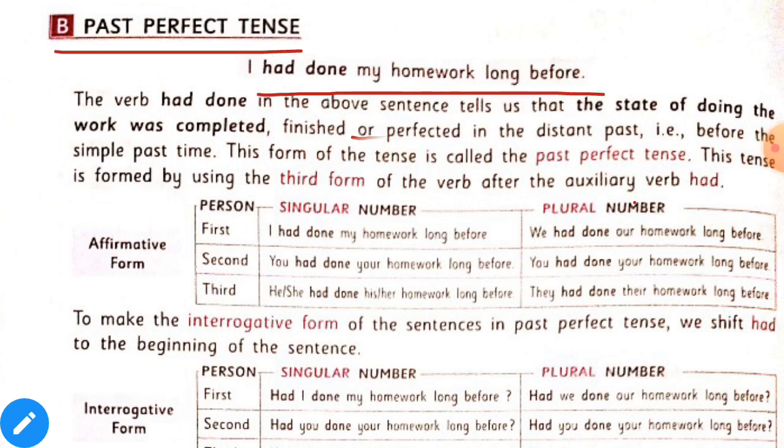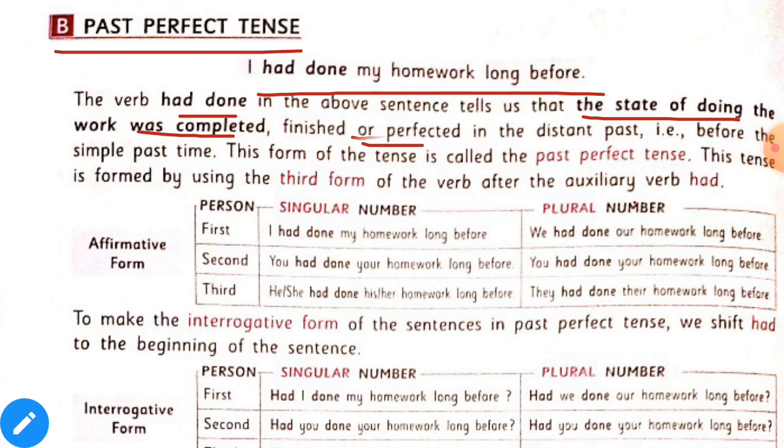Here is an example. I had done my homework long before. The verb had done in the above sentence tells us that the state of doing the work was completed, finished, or perfected in the distant past, for example, before the simple past time. This form of the tense is called the past perfect tense.